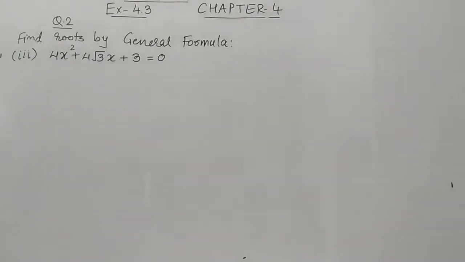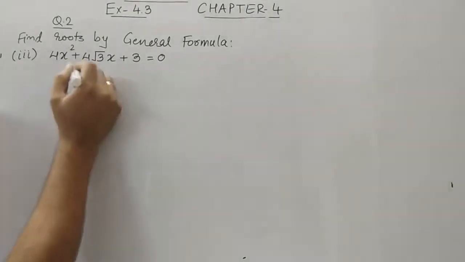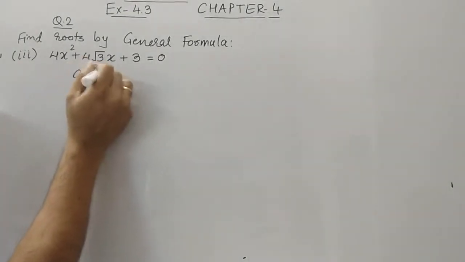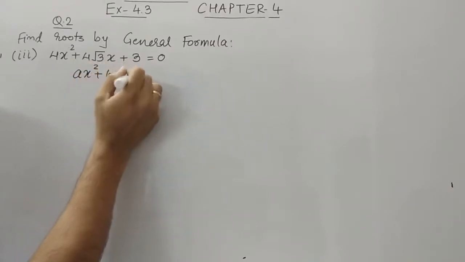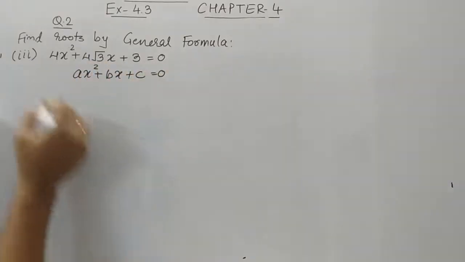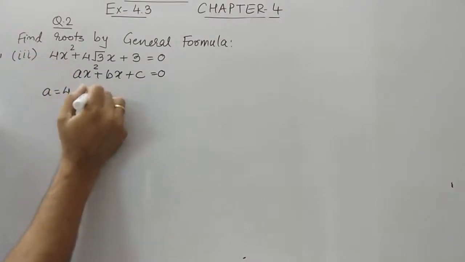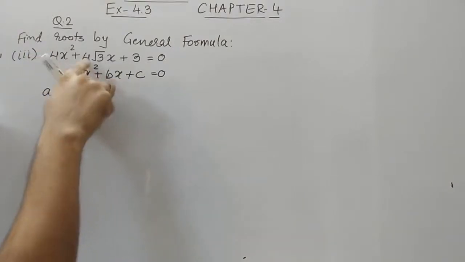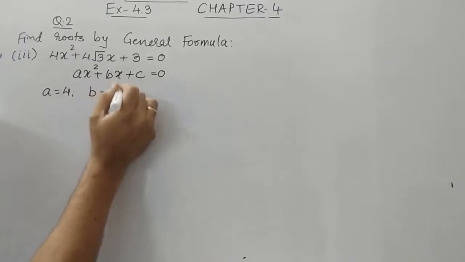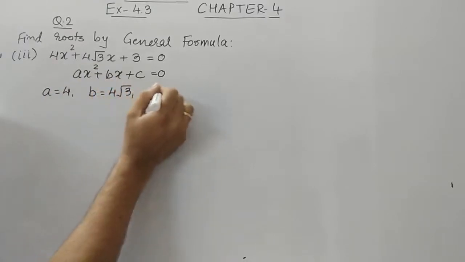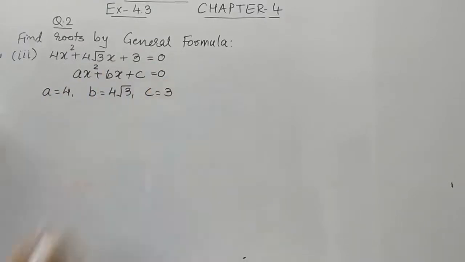Let's do the third number. Again we compare this with the standard form, that is ax square plus bx plus c. So again a is the coefficient of x square, so that is 4. b, the coefficient of x, is 4 root 3. And c, the constant term, is 3.